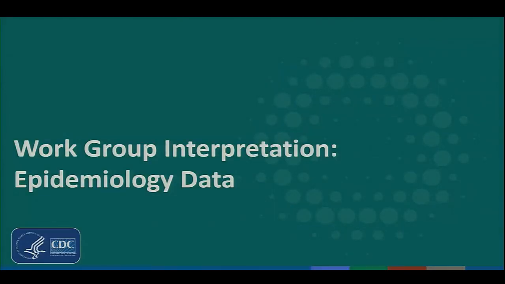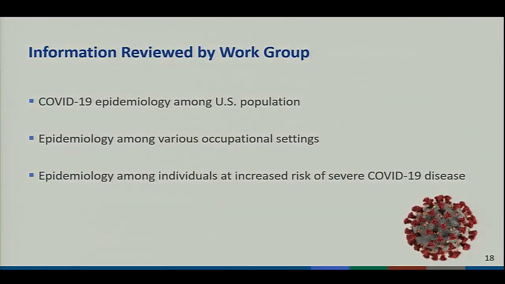So next, moving to the work group interpretation of the EPI data. Next slide. The work group reviewed COVID-19 EPI among the US population, EPI among various occupational settings, and among individuals at increased risk for severe COVID disease. Next, I'll highlight a few of the important EPI points that influenced the work group discussions. Next slide.